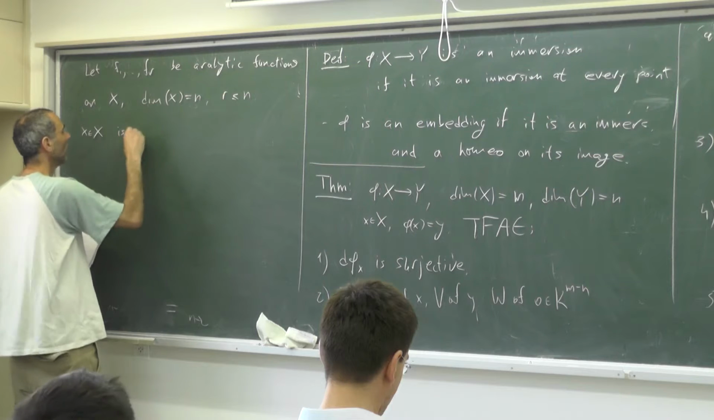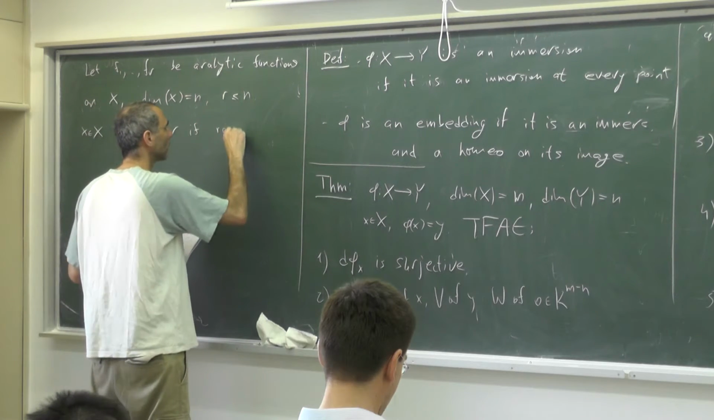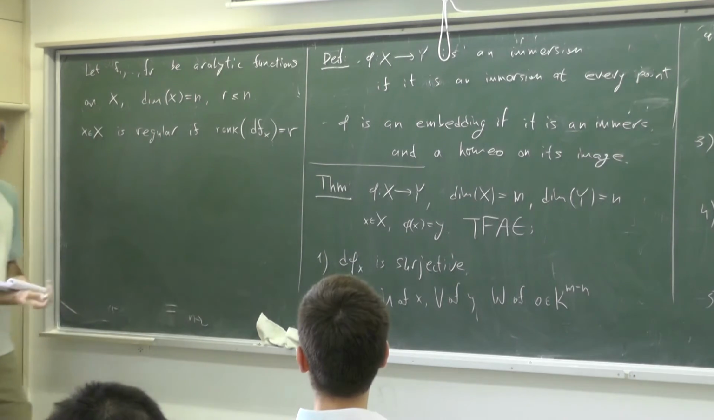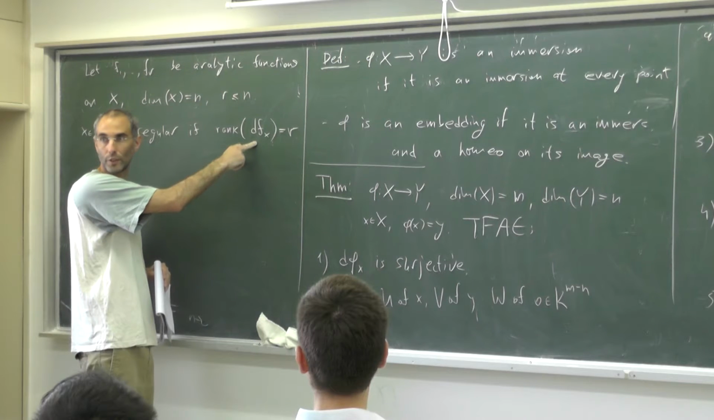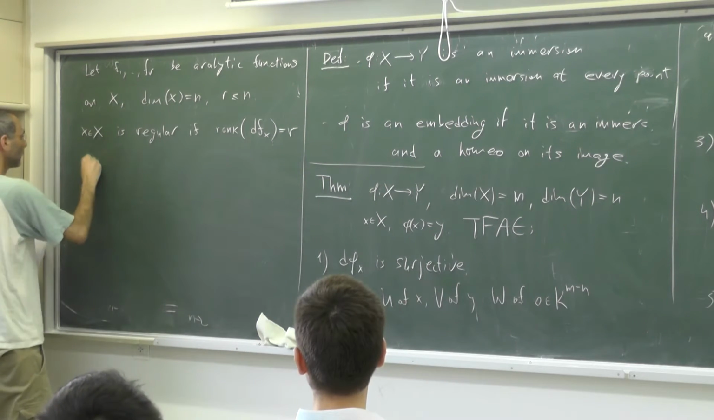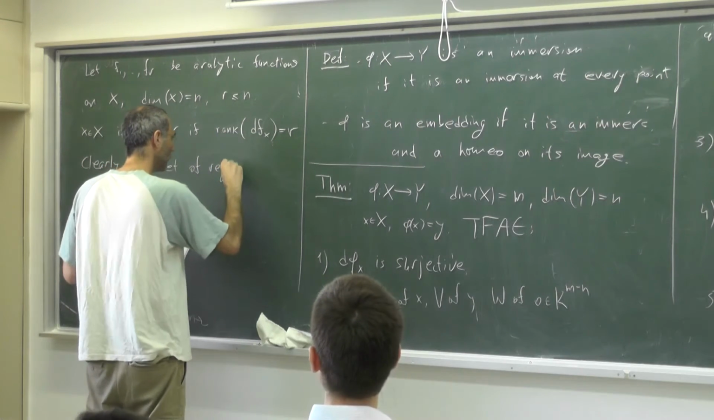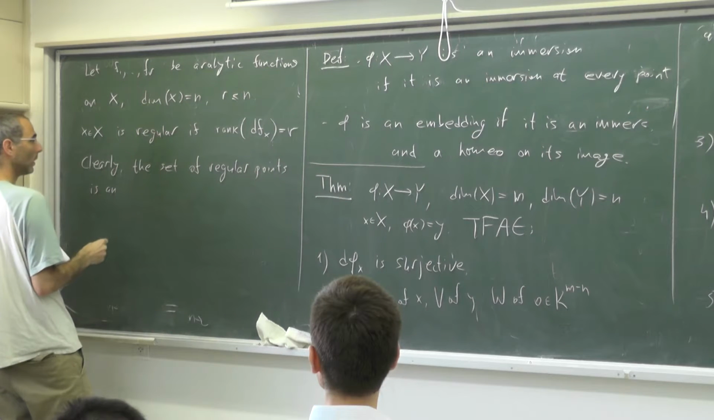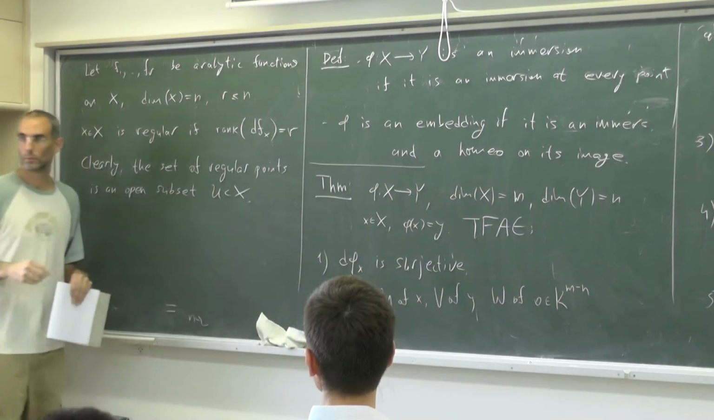So here's the definition. X is regular if the rank of that matrix is r. Since rank I can define by non-vanishing of a certain determinant, or a determinant of a certain minor, this n times r matrix, I'll get the following. Is it clear?